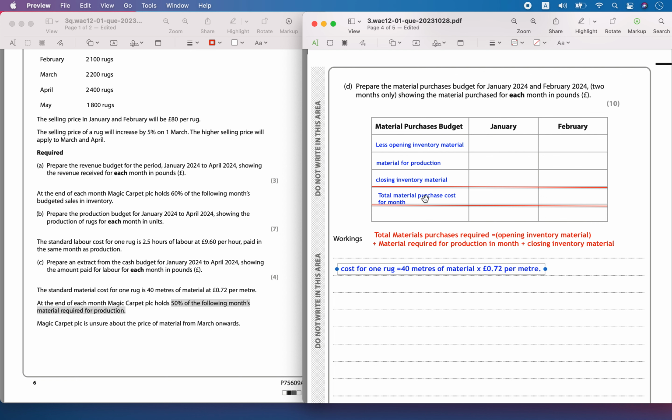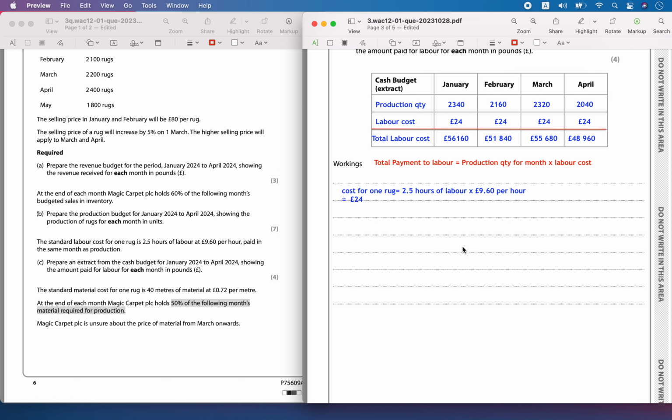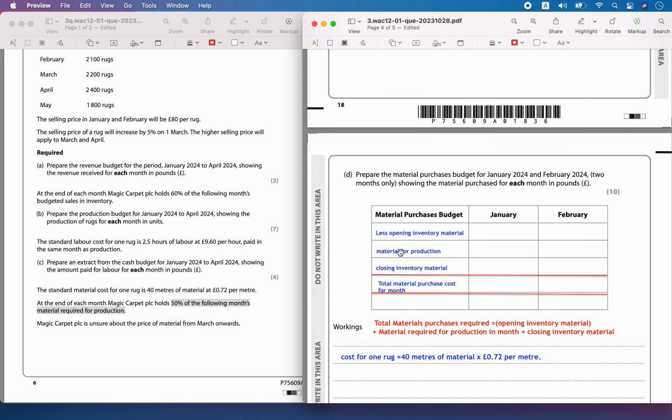Now we know the cost of one rug is this much, and the production for the month is based on how much quantity you are going to produce. So 2340. Let's prepare the material cost for production, the actual material cost which doesn't include the opening and closing inventory. So let's fill in for Jan and Feb. I'm going to calculate it here.